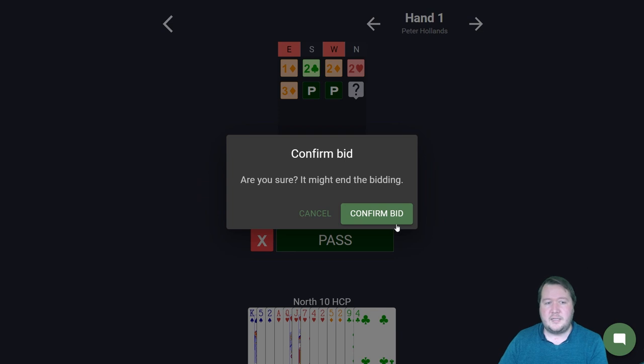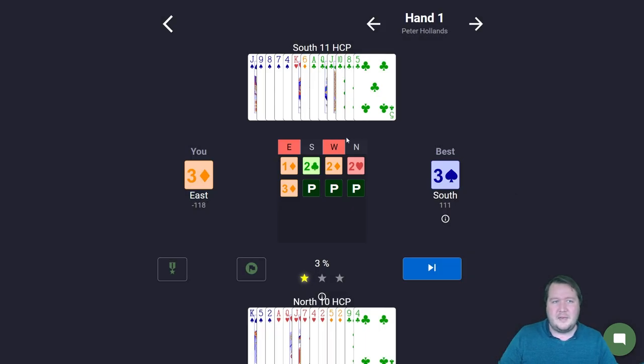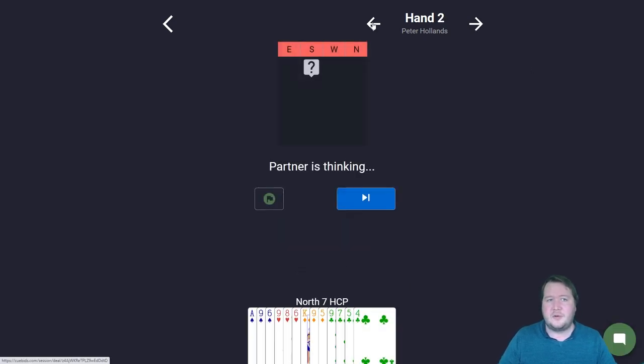And once you've done this, it'll go... I kind of find this funny. Confirm bid. Are you sure it might end the bidding? This one, it definitely will end the bidding, but it'll also do it if, you know, you're potentially passing out if the opponents don't do it. And then it can display the whole hand. And then what you can do is you can just go on to the next hand or not.